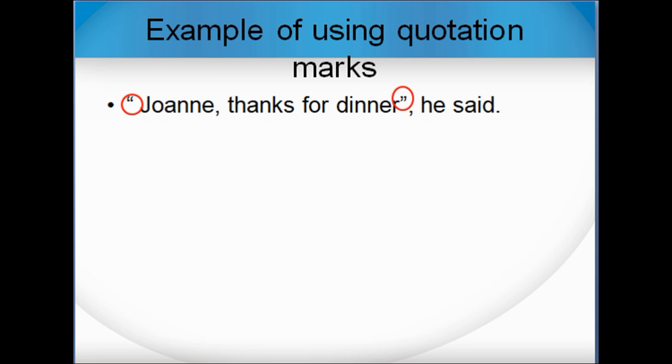"Joanne, thanks for dinner," he said. So you'll notice that we place a quotation mark before the word Joanne and after the word dinner. Why did we do that? Because it is indicating that is what the person has said directly. The person said, Joanne, thanks for dinner. And because the person said that directly, we use quotation marks to indicate that this is direct speech.